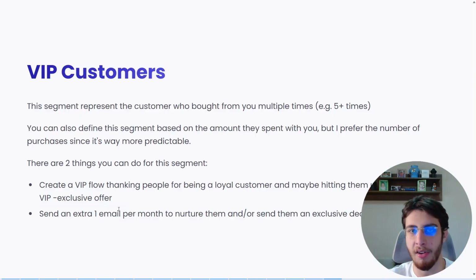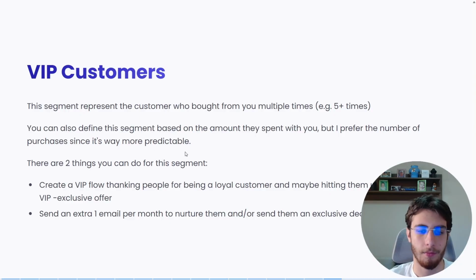You can just send 1 standard email, which is providing value, showing the product, whatever. Or it could really be an email that is sending them an exclusive deal, like, hey, you're a VIP customer, here's 15% off for the next 3 days, whatever, something like that. So that's very valuable. Again, these people could be very, very valuable to you because they represent people who are loyal to you and spend a lot of money with you, okay?